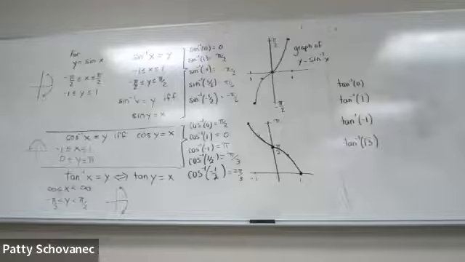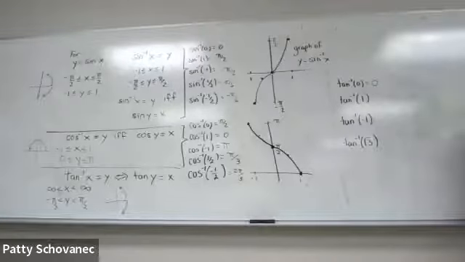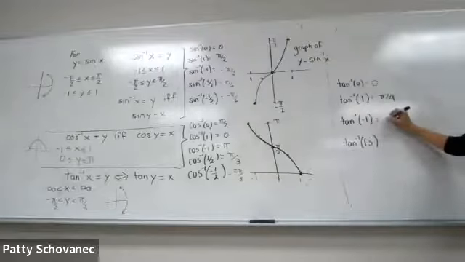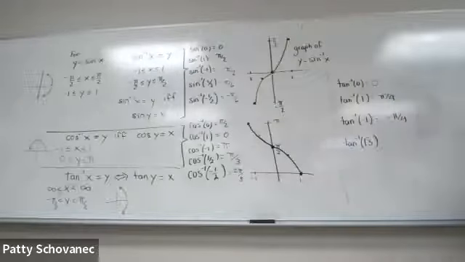Okay, here's where you come in. What angle do I take the tangent of to get a value of 0? 0. Tangent of 0 is 0, so the inverse tangent of 0 is 0. Tangent of what angle gives me 1? Pi over 4. Good. So what about -1? Negative pi over 4. Just go backwards the way you do like the sine.